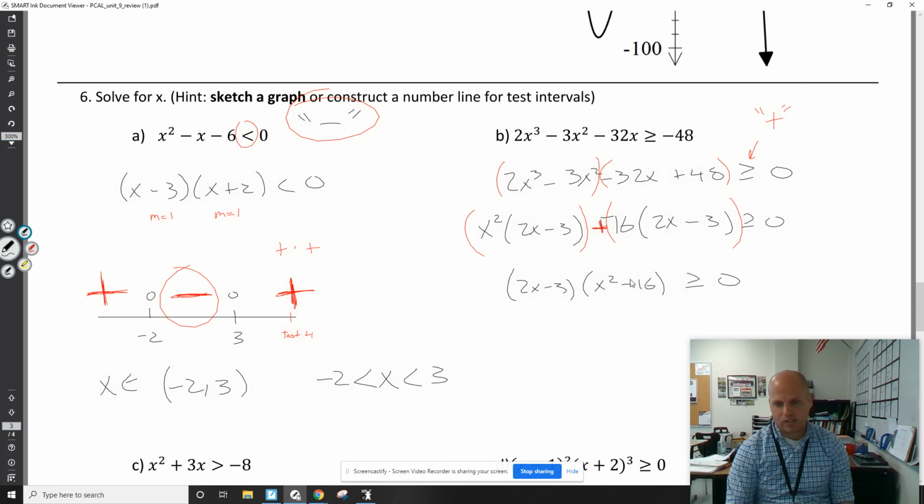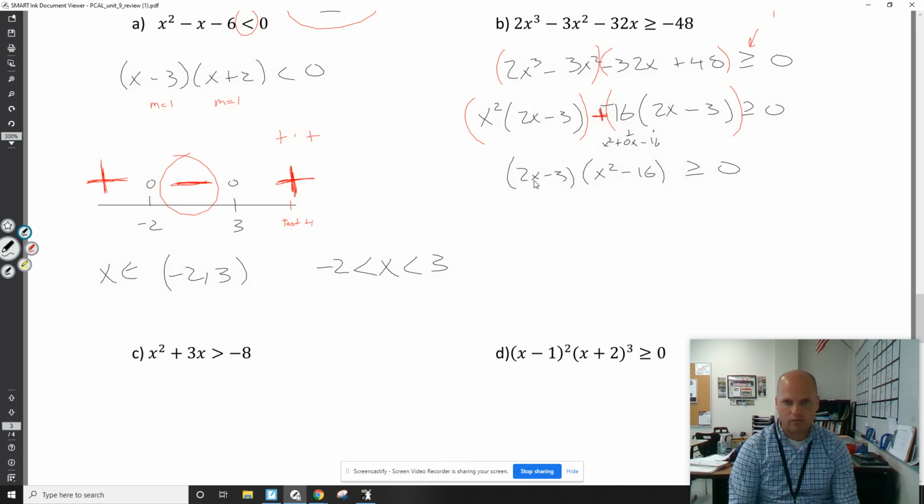Now we find out that x squared minus 16 can be factored. It's a difference of perfect squares. Or you could think about it as x squared plus 0x minus 16. There are 2 numbers that add to get 0 and multiply to get -16. It's 4 and -4. So I can rewrite this as 2x minus 3 times x plus 4 times x minus 4.